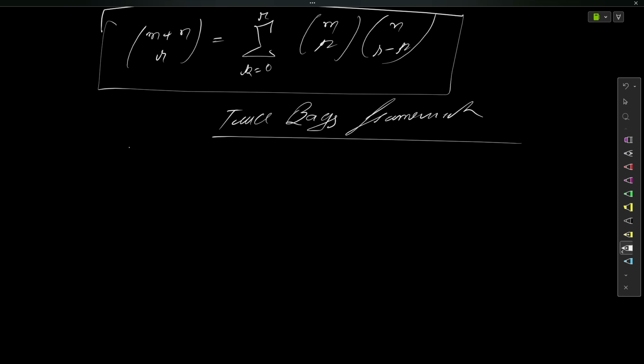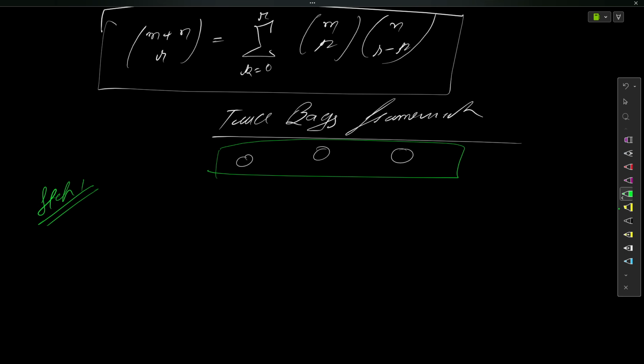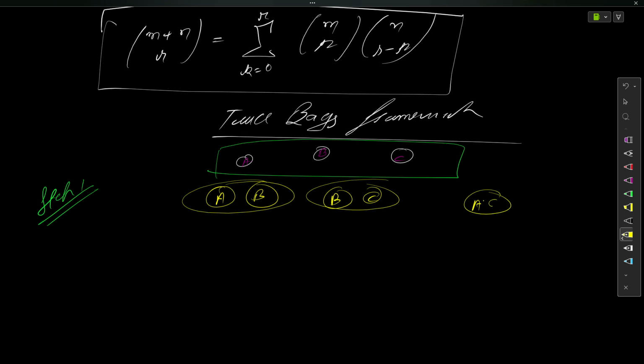Let's say that I want to choose two balls out of three balls. How many ways are possible? The first thing we can do is to choose manually. Let's say this is ball A, this is ball B, and this is ball C. The first combination is AB, then BC, then the last one is AC. So a total of three combinations are possible.